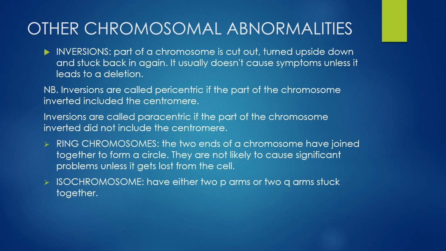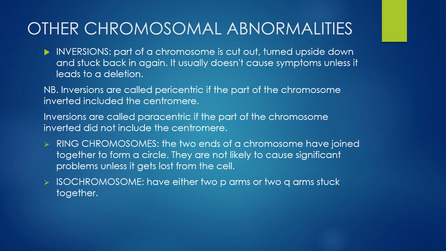Chromosomal abnormalities we should take note of are inversions. What happens in an inversion is that you have part of a chromosome cut out, turned upside down, and stuck back in again. This usually doesn't cause any symptoms unless it leads to a deletion. We do have two types of inversions. We have pericentric inversion. That happens if the part of the chromosome that was inverted included the centromere, and we have paracentric inversion if the part of the chromosome that was inverted did not include the centromere.